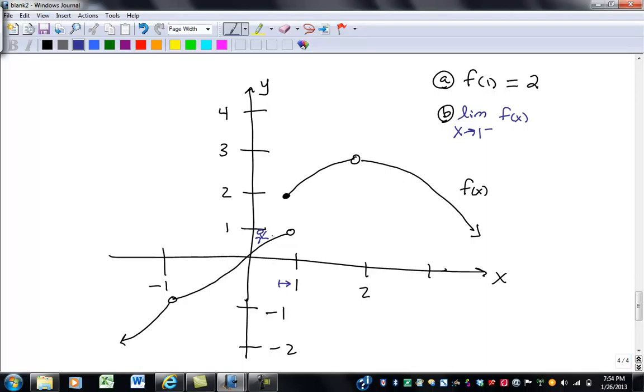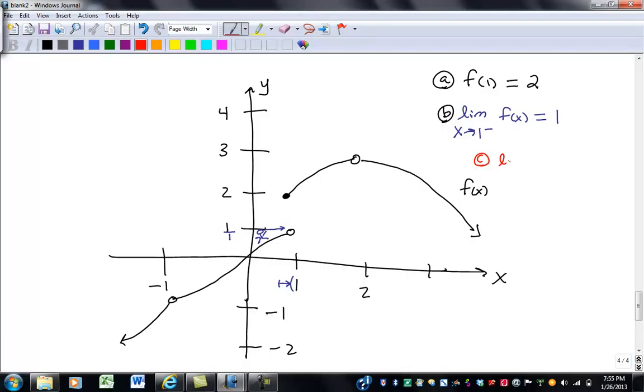If I'm walking on the graph here, when I look ahead, it looks as if when I get to 1, the y value is going to be 1. So from the left, that limit looks like I'm going to approach y equals 1. So the limit from the left is 1.